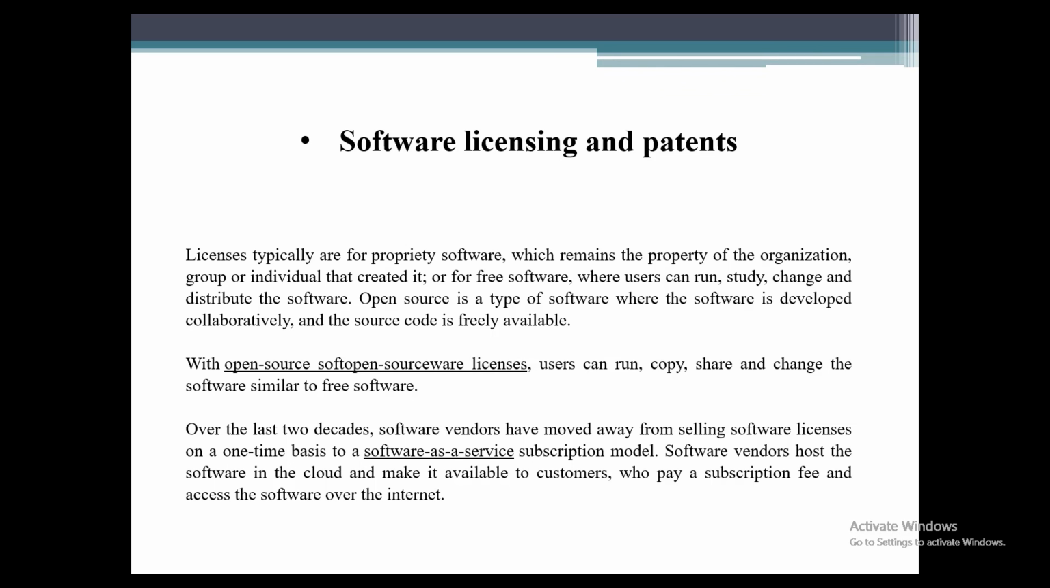Over the last two decades, software vendors have moved away from selling software licenses on a one-time basis to a software as a service subscription model. Software vendors host the software in the cloud and make it available to customers who pay a subscription fee and access the software over the Internet.